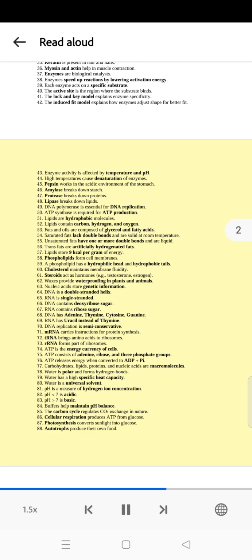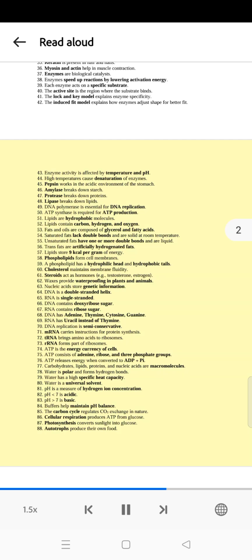Enzyme activity is affected by temperature and pH. High temperatures cause denaturation of enzymes. Pepsin works in the acidic environment of the stomach. Amylase breaks down starch. Protease breaks down proteins. Lipase breaks down lipids.